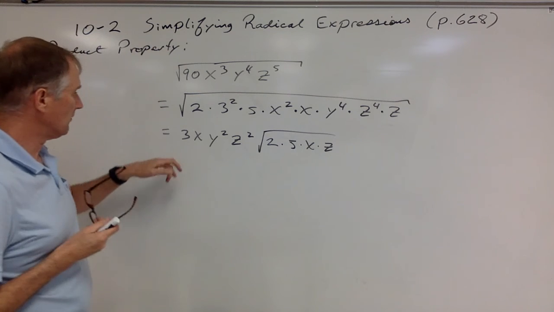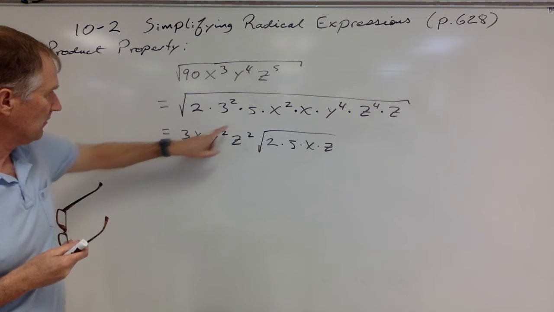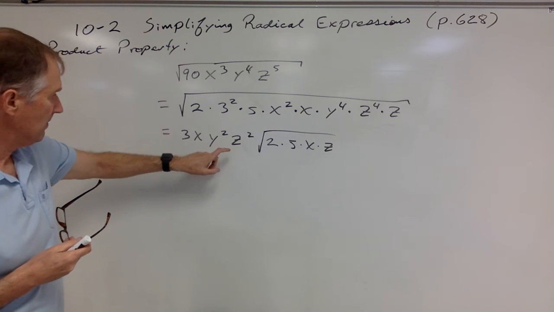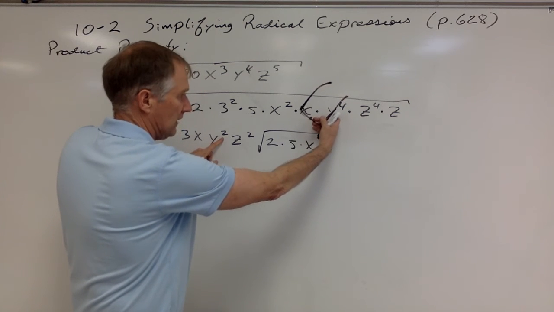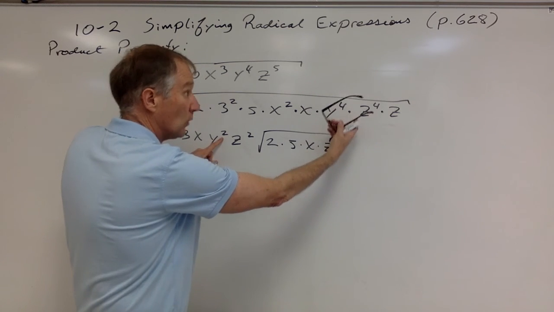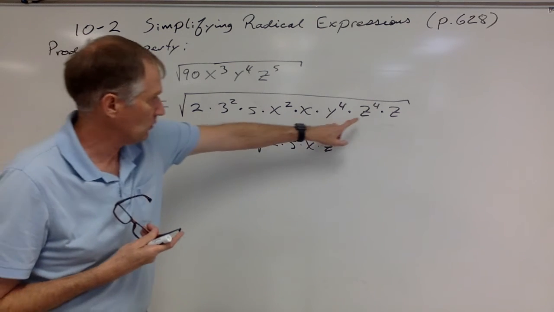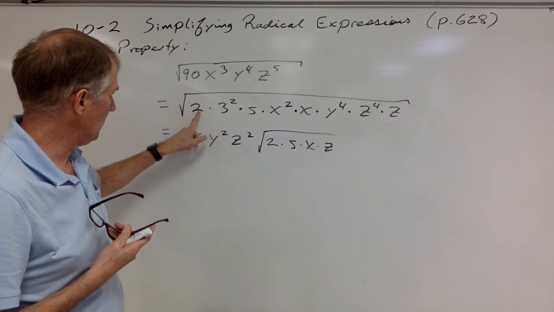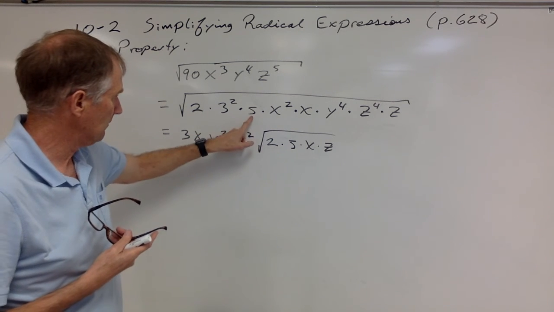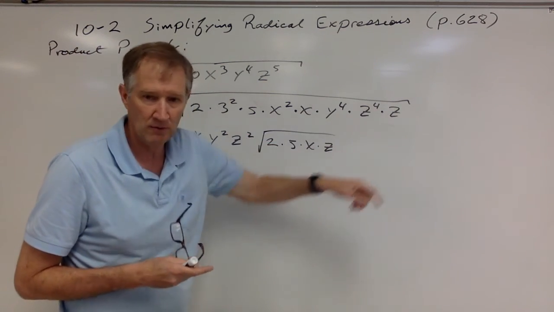Again, where do these things come from? This 3 came from the square root of 3 squared. This x came from the square root of x squared. This y squared came from the square root of y to the 4th, because that's y squared squared. This z squared came from the square root of z to the power 4. This 2 is the leftover. That 5 came from here. That x came from there, because I can't take those out. And that z came from right there.